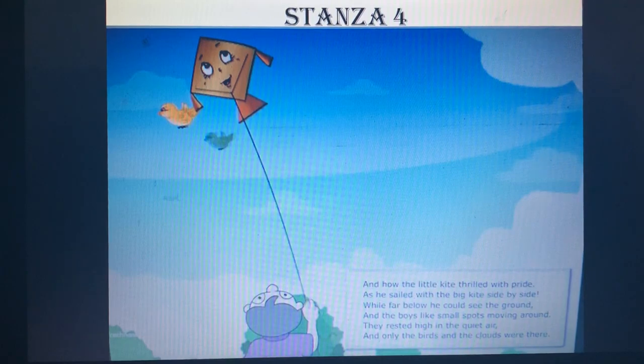अब देखो, this is the little kite in a child's hand. So how the little kite thrilled with pride. अब देखो कितनी खुशी से, कितनी एक्साइटमेंट से वो ऊपर आसमान में उड़ रही है ना. As he sailed with a big kite set by side. So किसके साथ झूम रही है वो ऊपर, किसके साथ घूम रही है. Sail, sailing. The boat sails in the water, the kite sails in the air. So the little kite sails side by side with a big kite.